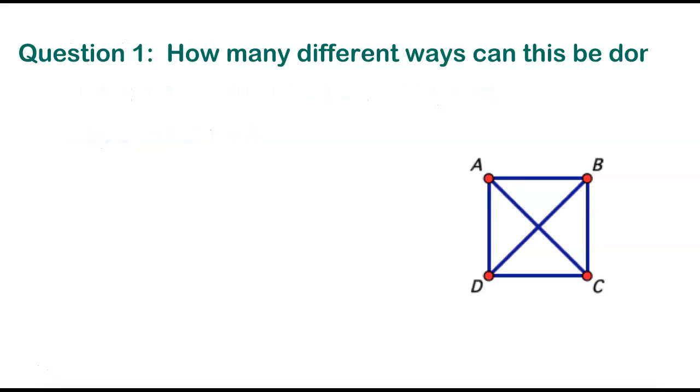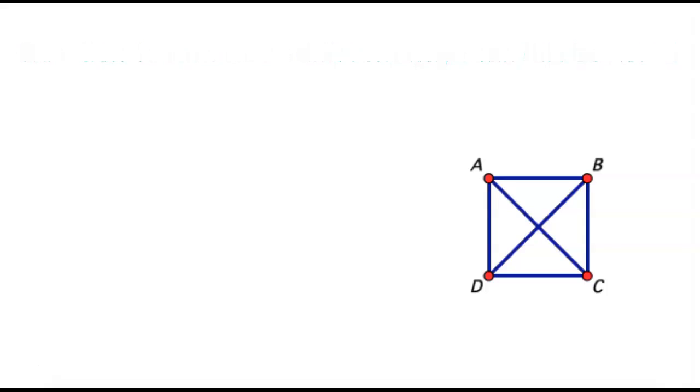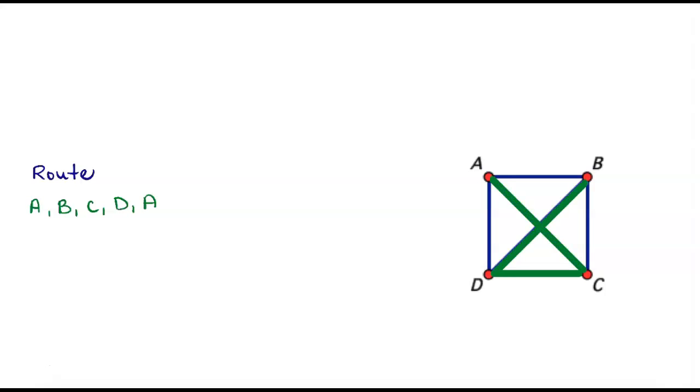The first question is, how many different ways can this be done? Let's list them out. Starting at A, we could first go to B, then C, D, and back to A. So there's our first route. Starting at A, we could instead go to C, then D, B, and back to A. There's our second route. A third option might be to start at A and first go to D, from D to B, B to C, and then return to A. That's our third route.